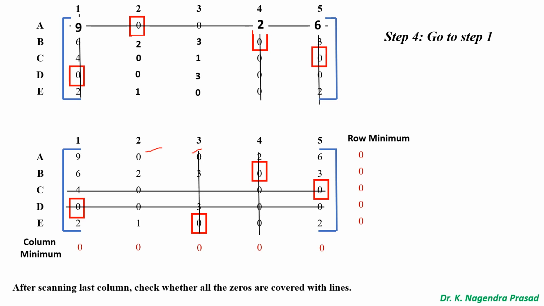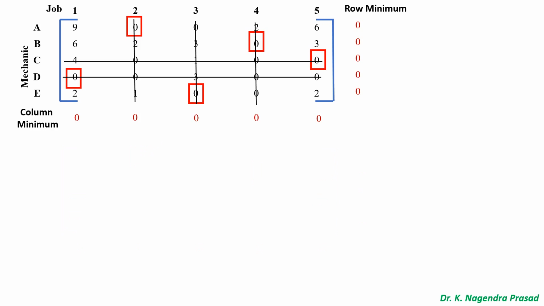After scanning the last column, we have to check whether all the zeros are covered with the lines. Here one 0 is not covered with a line. So then we go for the row scanning again. In the first row there is exactly one 0. Then put a square mark and draw a vertical line. So here all the zeros are covered with the lines. Then we go for the next step.